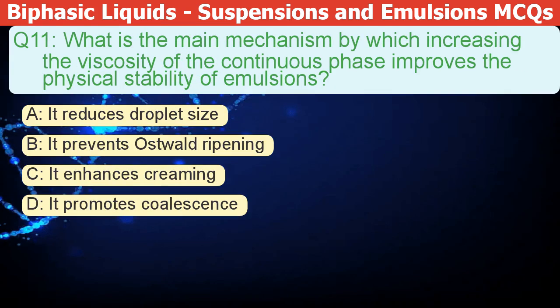What is the main mechanism by which increasing the viscosity of the continuous phase improves the physical stability of emulsions? A. It reduces droplet size. B. It prevents Ostwald ripening. C. It enhances creaming. D. It promotes coalescence.